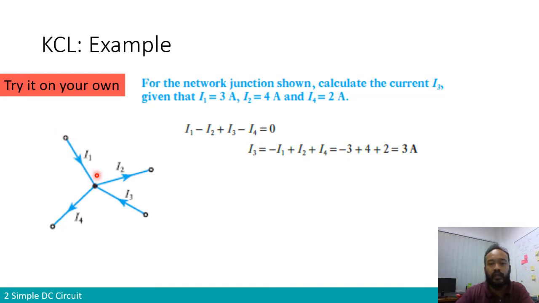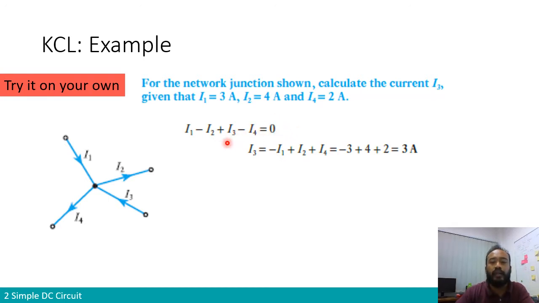The current that gets into the node is positive. So I1 is positive. I2 is the current getting out of the node, so minus I2. I3 gets into the node, so plus I3. And I4 is leaving the node, so minus I4. So the sum of all currents equals 0, as said by KCL.